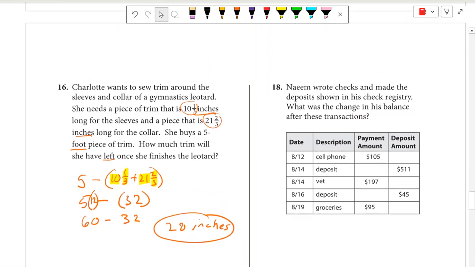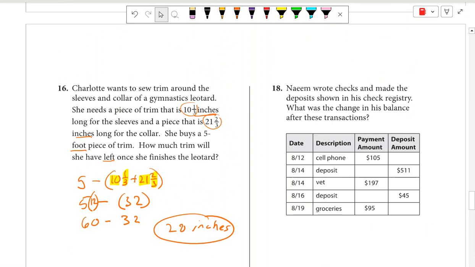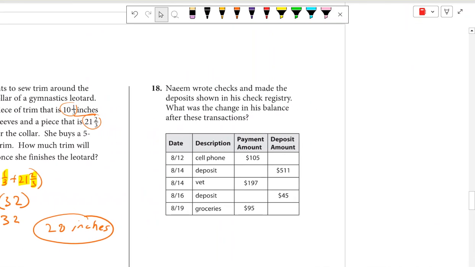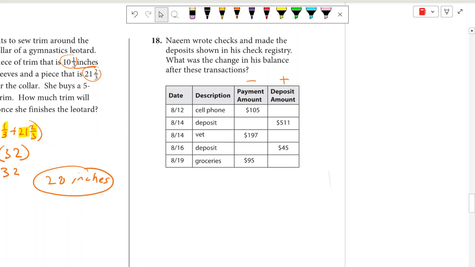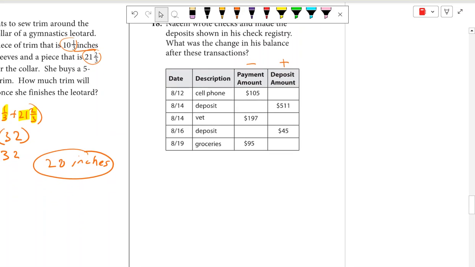Time for number 18. Nahum wrote checks and made the deposits shown in his check registry. What was the change in his balance after these transactions? So you can see he has payment amount and deposit amount. Deposits are positive and payment amounts are negative. So let's start with making an expression.